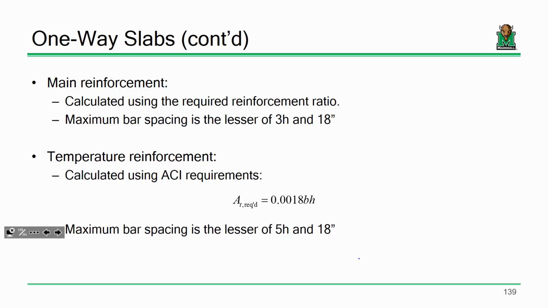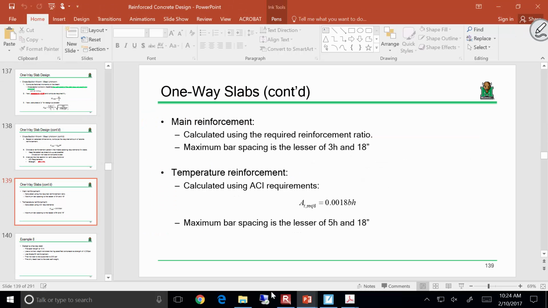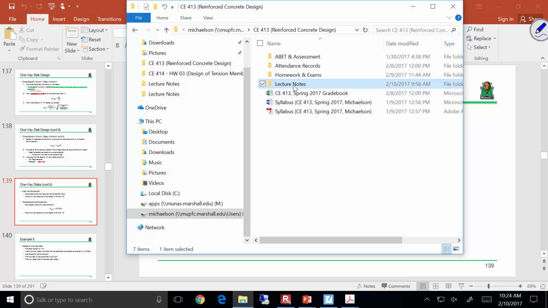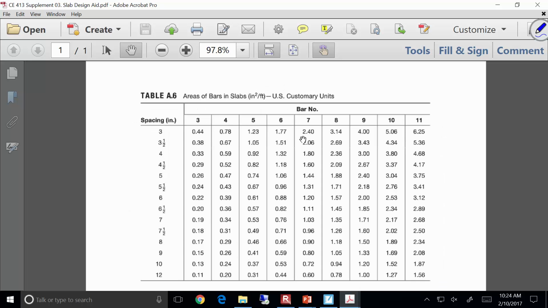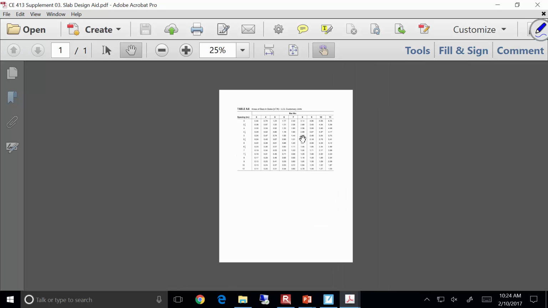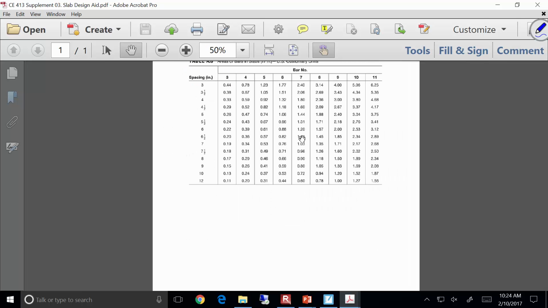5H and 18 inches is for temperature steel. But what I'm getting at essentially is this. I gave you all, I believe, a slab design aid, didn't I? Looks something about like this. Did I give you all this, and all it has is this one table on it? Yeah. Okay, all right. So everybody open that up real quick.